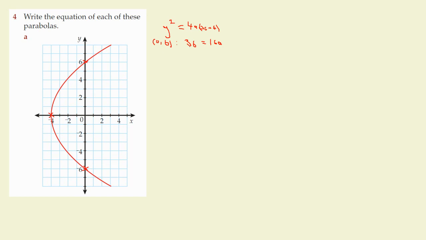Let's divide that through. 4 will divide into both sides, so I get 9 is 4a. At that point I can stop. I don't need to go any further and work out what a is, because all I'm being asked for in this question is to write down the equation of the parabola. If I know what 4a is, I can just put 4a in my equation. So the equation of this parabola is y squared equals 9 lots of (x + 4), because that's what 4a was, 9, with the x + 4 in brackets. And that's that question done.